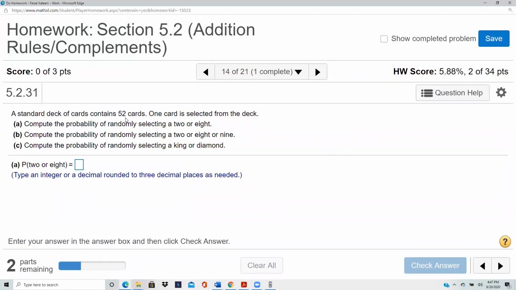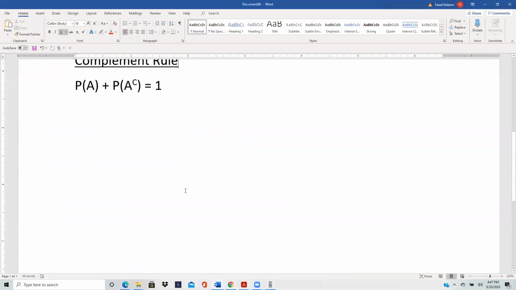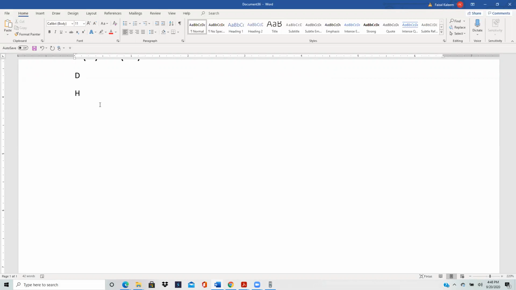A standard deck of cards contains 52 cards. One card is selected, compute the probability. So some of you are not familiar with the deck of cards, so let's write down what you're supposed to know about the deck of cards. There are 4 suits, which are diamonds, hearts, clubs, and spades.